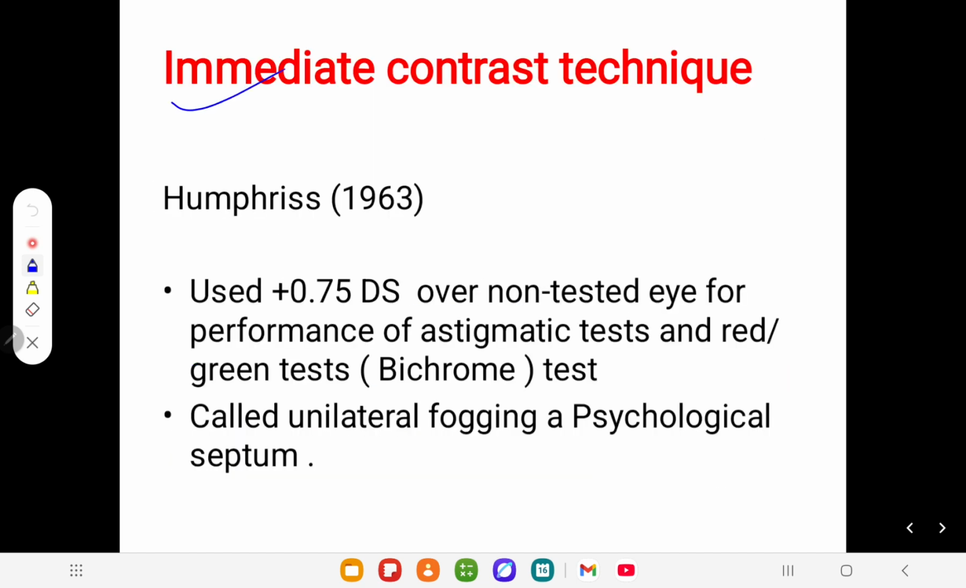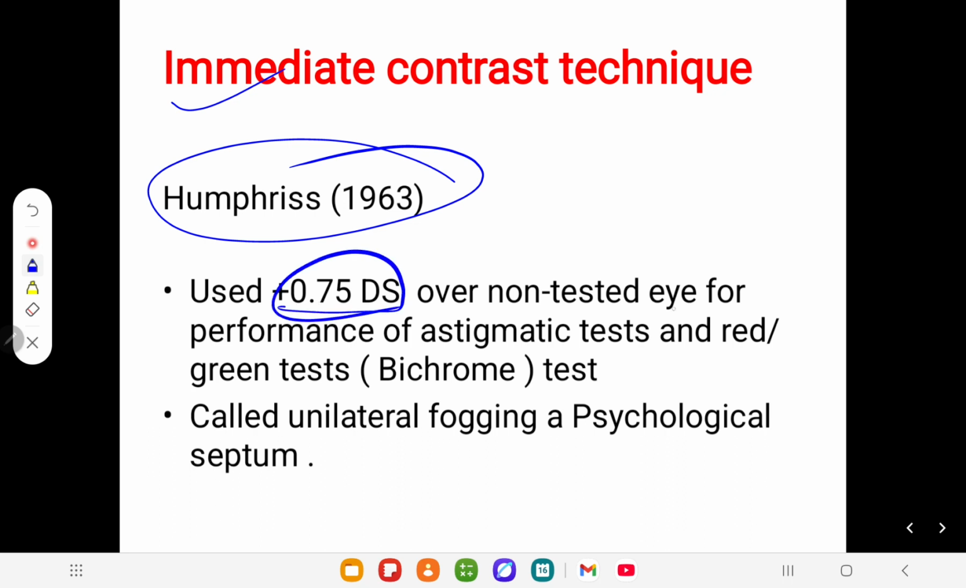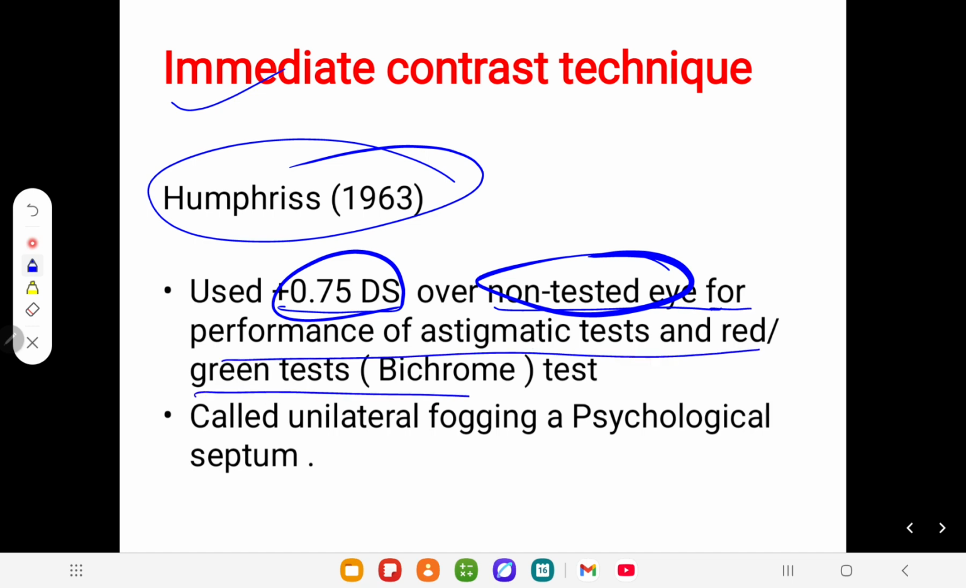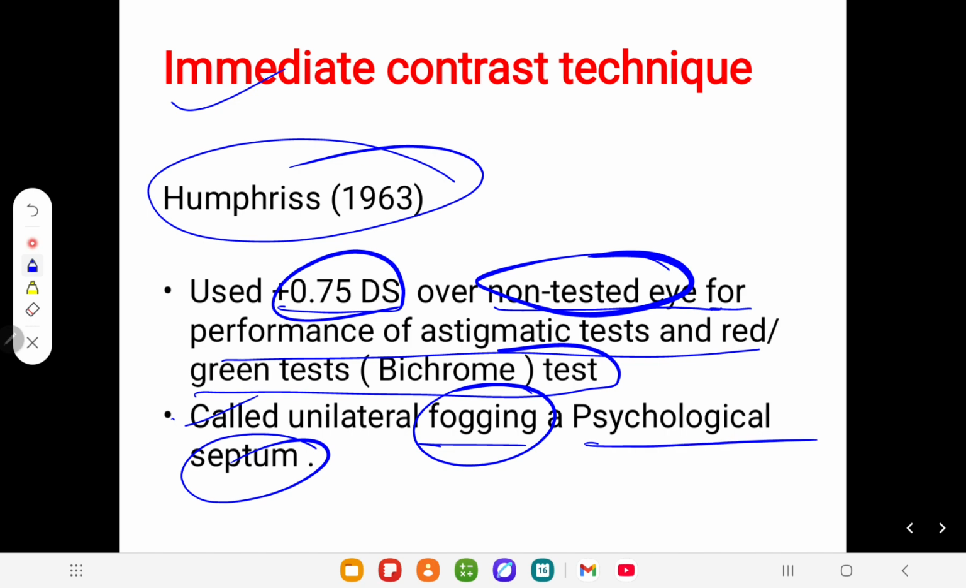The last method is the immediate contrast technique, which basically means fogging. It was made by Humphreys in 1963, using 0.75 diopter over the non-testing eye. By the non-testing eye, we suppress central vision, isn't it? For the performance of the astigmatic test and red-green test, this is called unilateral fogging or psychological septum. Psychological septum is not a true septum, basically it's a fogging technique, isn't it?